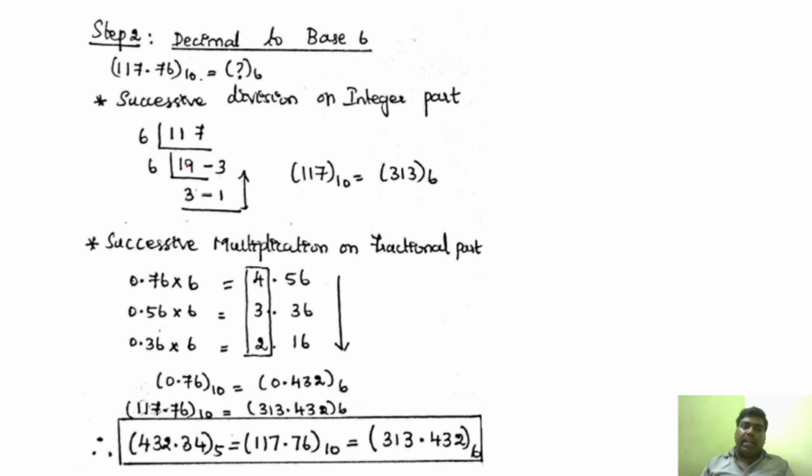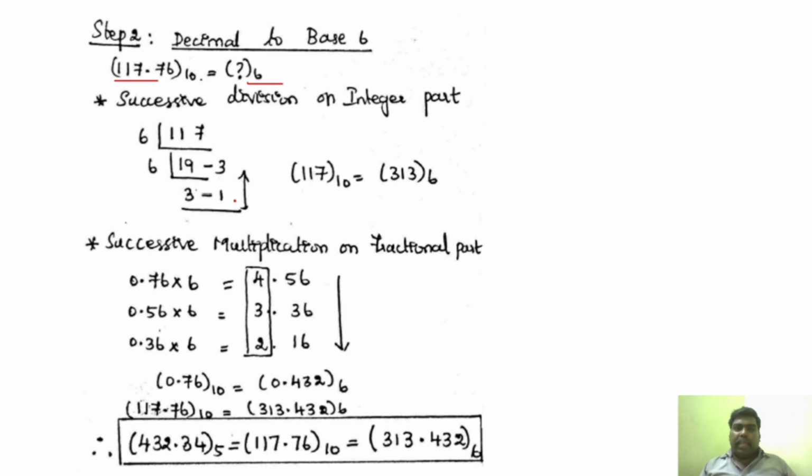If you take this number 117.76, here 117 is the integer part, so I am taking this as the integer part, right? And we have already explained the rules and regulations of how to convert decimal to any radix. Here you have to divide by whatever radix is given, right?